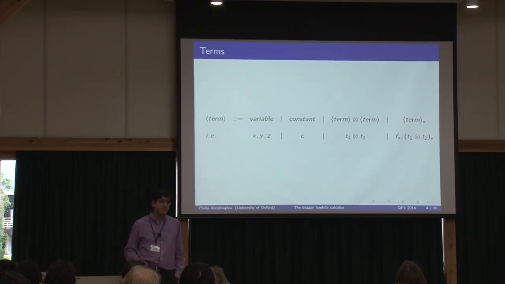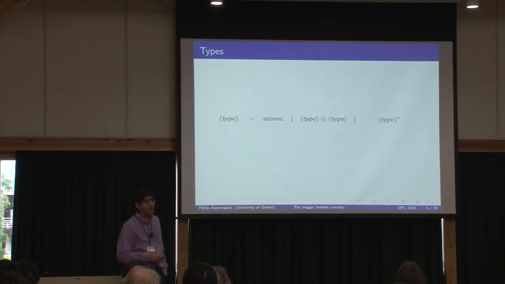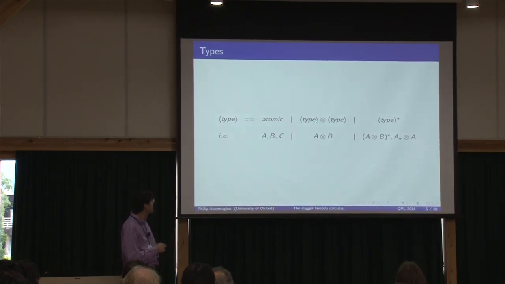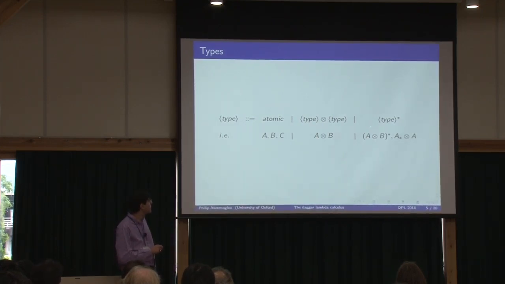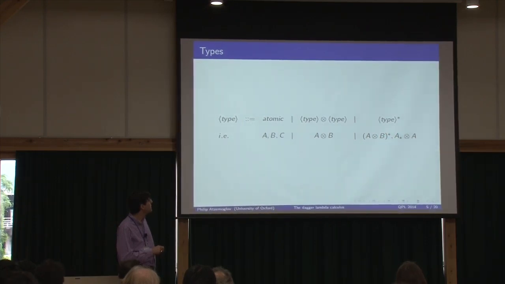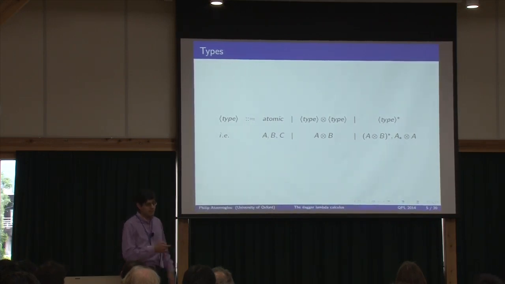Now every term has a type. A type can either be an atomic type, like A, B, C, or it can be a tensor of types, like A tensor B, or it can be a star of the type. Actually this is meant to be an upper star. So A tensor B and everything starred, or maybe A star tensored. So you can have combinations like that.